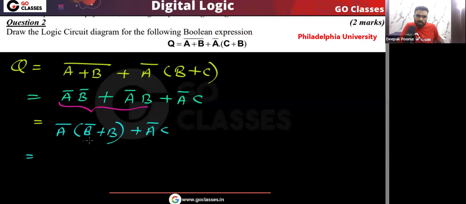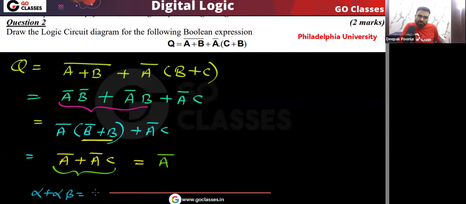Now, what is B bar or B? That will be equal to 1. What is A bar and 1? That will be A bar. So we will get A bar or A bar C. Now here you can apply the absorption property and you will get A bar, because we already know that alpha or alpha beta will be equal to alpha. So remember, A bar is the alpha. So A bar or A bar C is equal to A bar.